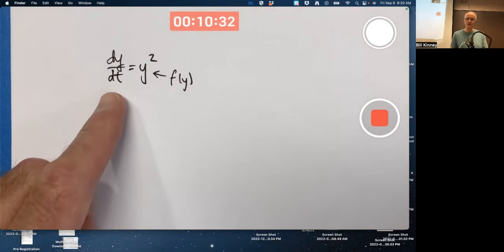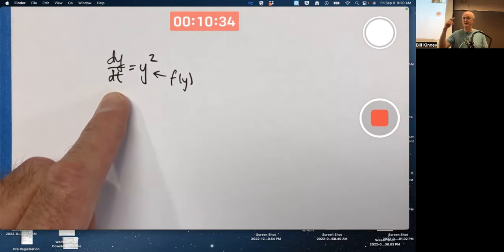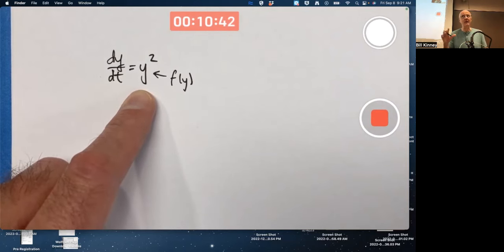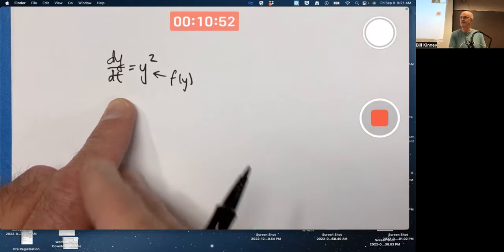When you look at this differential equation, though, it is important that you think this way consistently. We're looking for a function, y is a function of t, whose derivative with respect to t is not literally y squared, but it's the function squared. When you replace y with the function of t and square it and simplify, you get the same thing as if you take the derivative.